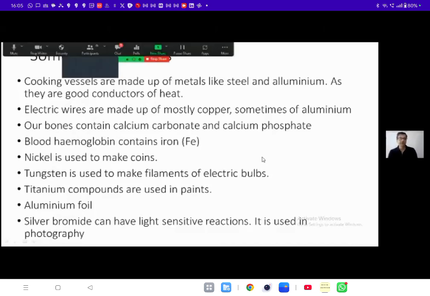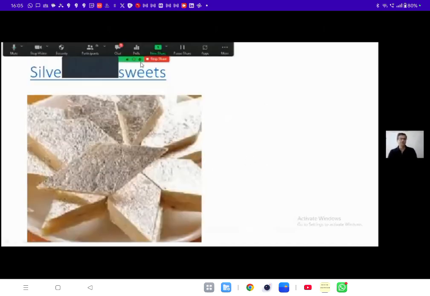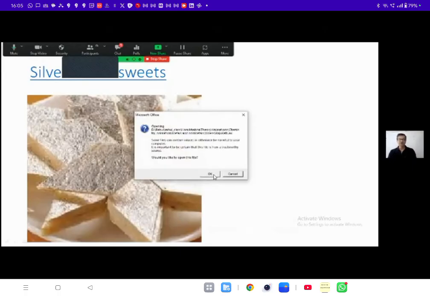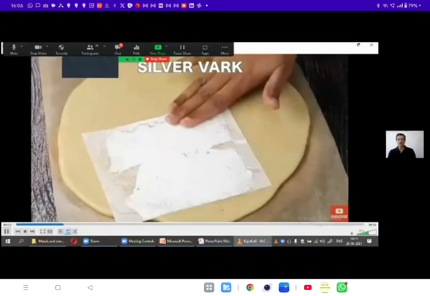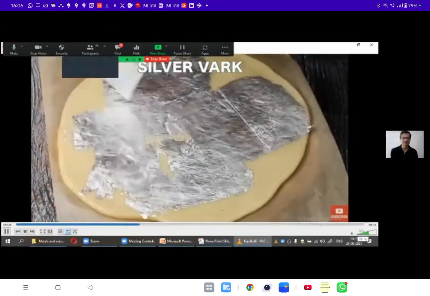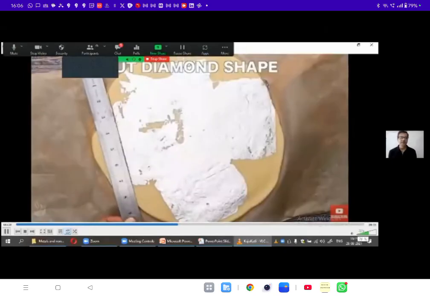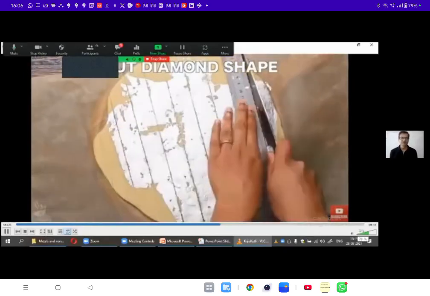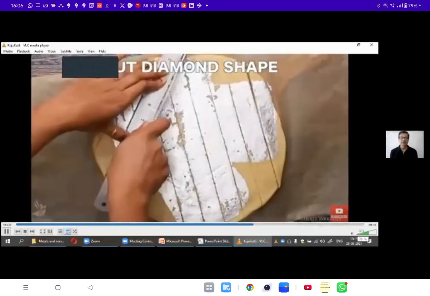These are a few uses of metal. This is one more use. What is the use? Coating the mithai, kaju katli. This is actually silver metal. This is how it is done. Kaju katli. So you have to take silver foil and put it on that like this. And then you cut the mithai into whatever pieces are required. That is the way this mithai is made.